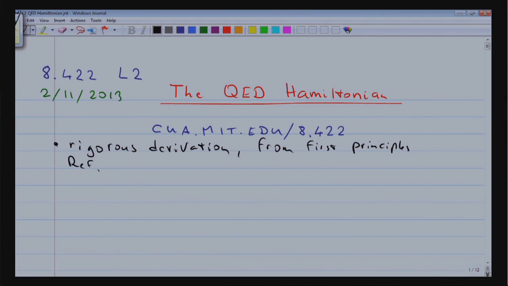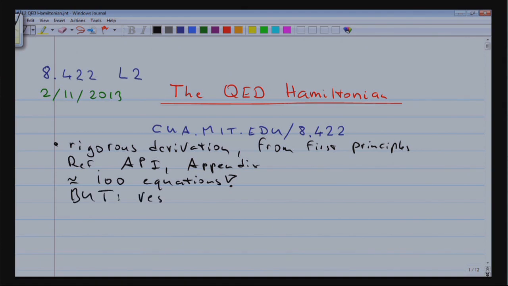The reference for that, and I'm closely following that derivation, is the book Atom-Photon Interaction, the green book by Cohen-Tannoudji, Dupont-Roc, Grynberg, and others. It's taken from the appendix. And if you flip through the appendix, you will find out that there are about 100 equations. Today we'll discuss every single one of them. However, the good news is the result in the end is simple and intuitive.